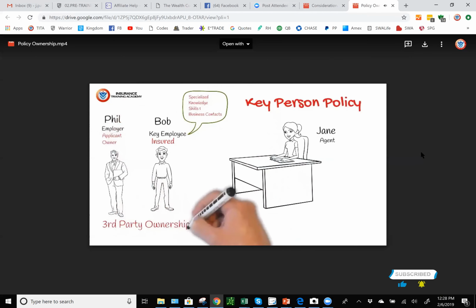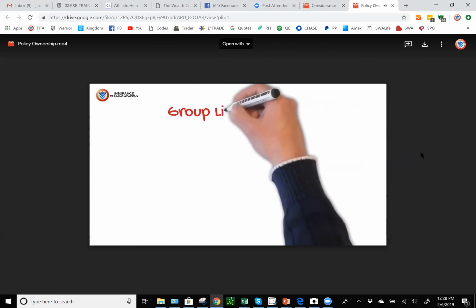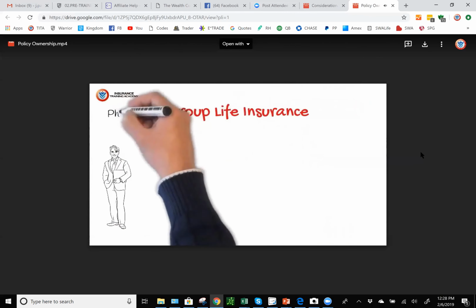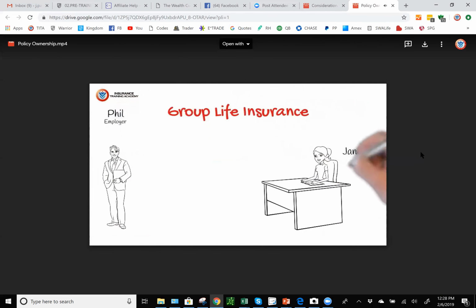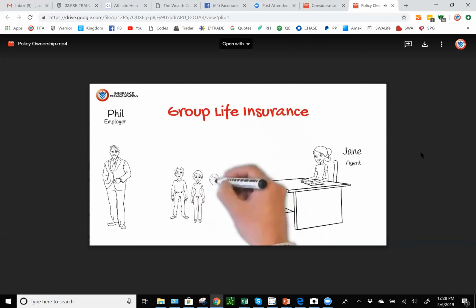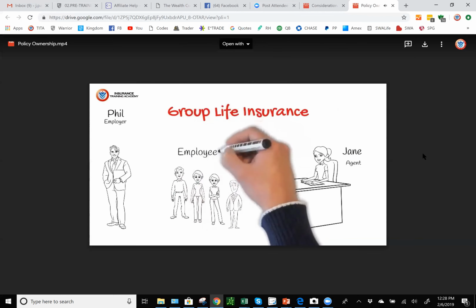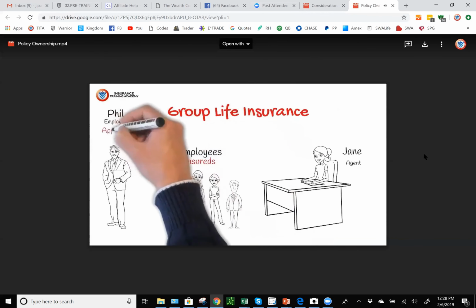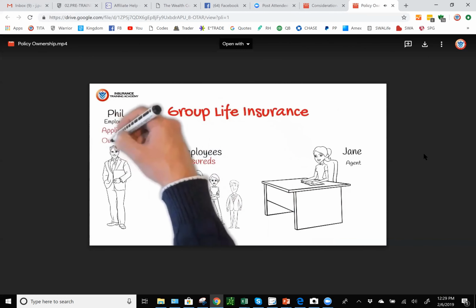One more example of third-party ownership would be group life insurance. So let's say we have Phil once again as the employer. Jane is the agent. Now Phil has 4 employees that work for him. Phil would like to purchase life insurance for them. In this case with group life, the employees would be the insureds under that policy. However, Phil would be the applicant and he would be the owner. This is also an example of third-party ownership.